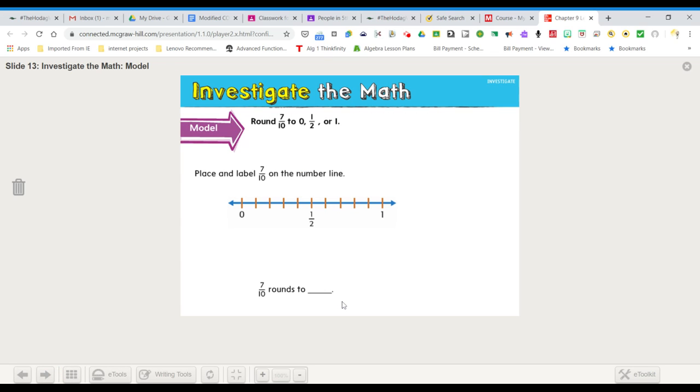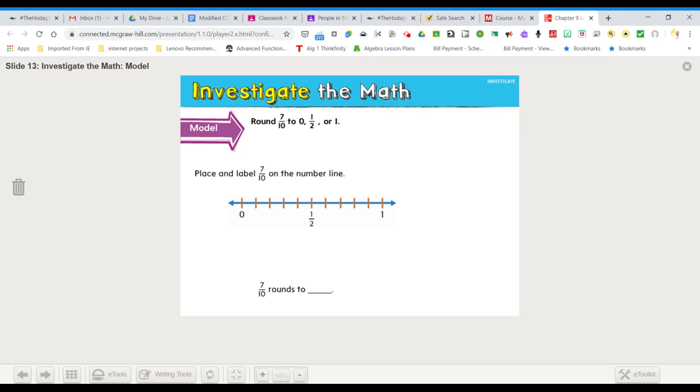So as we look at this one, it says round 7/10 to 0, 1/2, or 1. So if you think about where 7/10 is located, this number line is already cut into tenths. So 7/10 would be 1, 2, 3, 4, 5, 6, 7. It would be right here.